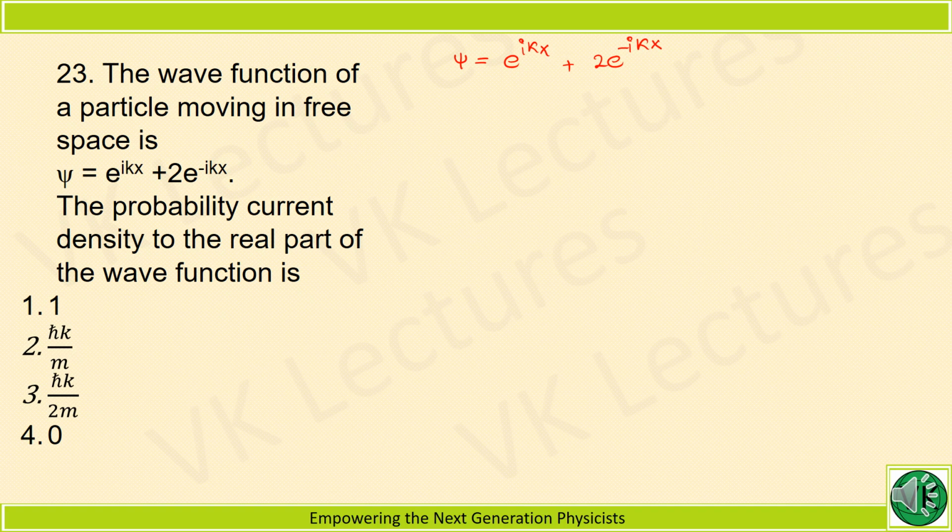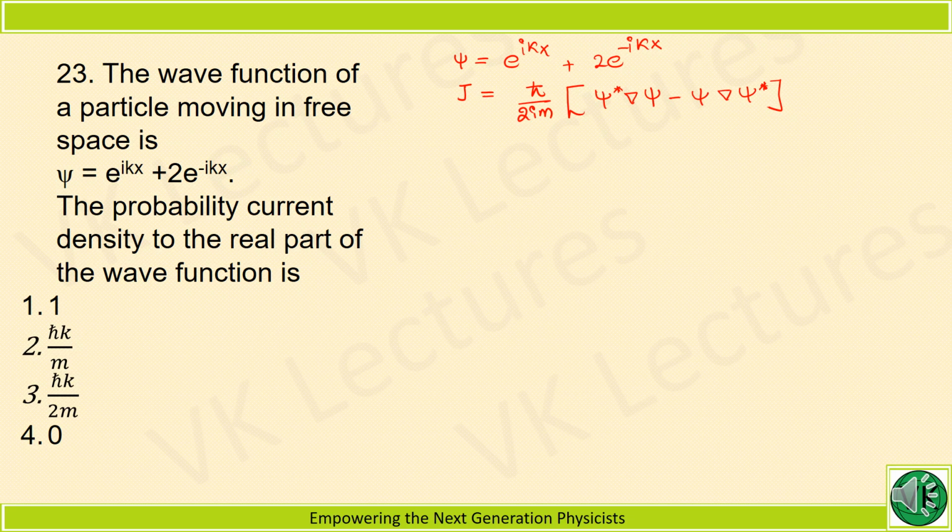The probability current density J is equal to h cross by 2im into psi star del psi minus psi del psi star. Okay. Now let's find out what these quantities are.